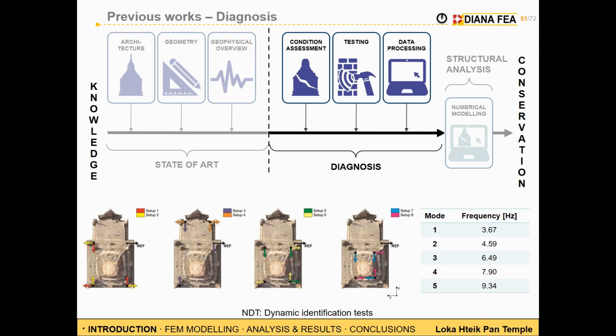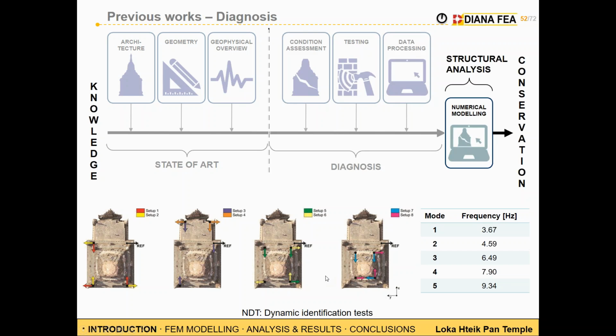The structure is more massive and also more accessible than Carmo Convent, and therefore we could perform more setups. We performed 8 setups along all the terraces of the roof system in Loka Temple, and we obtained the modal frequencies and the modal shapes we wanted to be implemented later in the calibration phase.